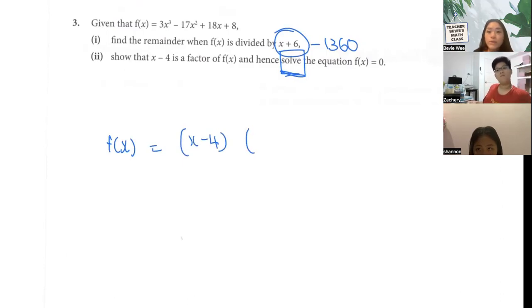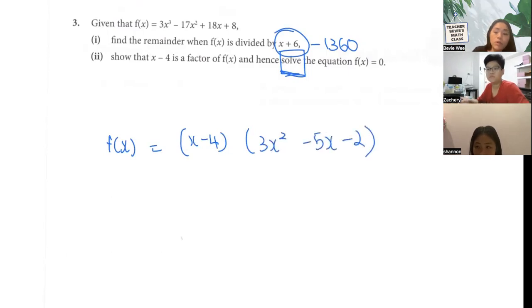How to do? Long division. Yeah, long division again. Correct or not? So I'm going to skip this part and I'm going to give you the quadratic. It gives me 3x squared minus 5x minus 2. Of course, go home and practice it.